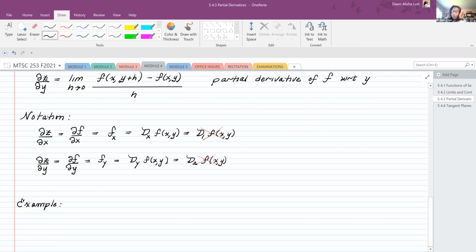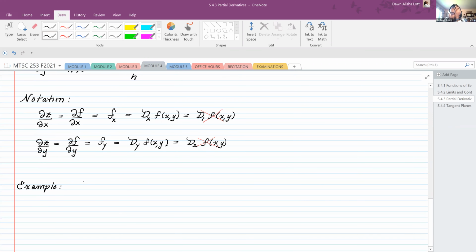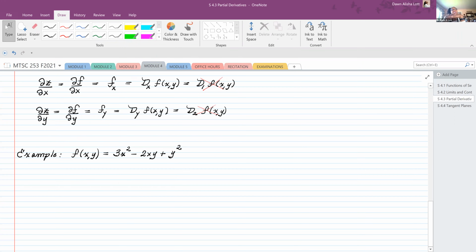So if I have f of x,y equal to 3x squared minus 2xy plus y squared. I've never done this before. I'm scared to try it. I'm actually rather scared. I've never tried this, too. Okay, I'm going to try to use the definition.